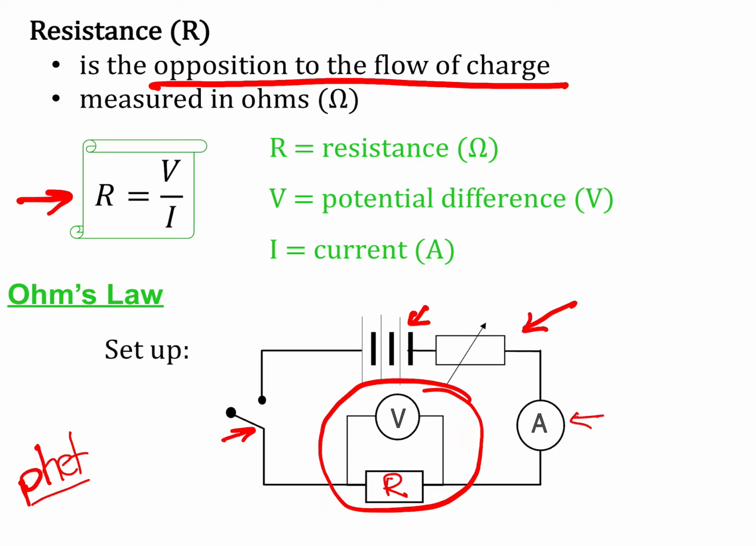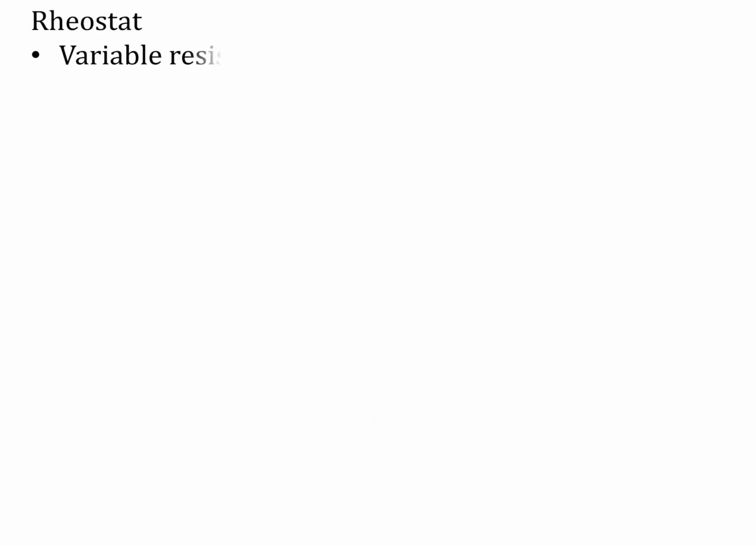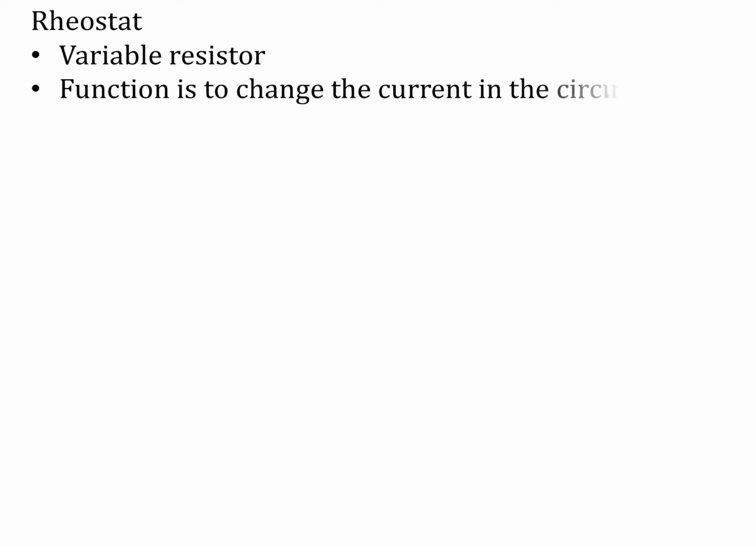Here we have the rheostat. Its function is to change the current in the circuit. Why? Because if I change the current, then you can change the potential difference. So the rheostat is a variable resistor. In other words, current is my independent variable when I draw the graph. Potential difference is the dependent variable.